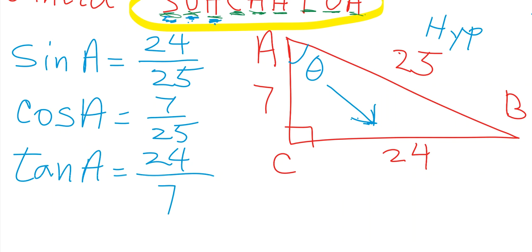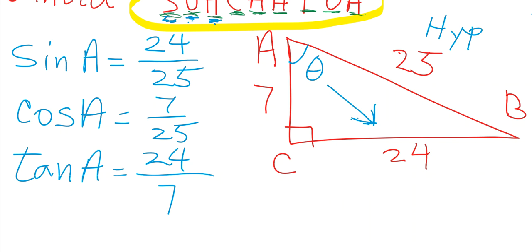Now, usually in science, you will not be using ratios like that. They will be decimal numbers. So you would work these out. What's the sine of angle A? It would be 24 divided by 25, which is just slightly less than 1. Slightly less than 1, okay? And what's cosine? 7 over 25, which is roughly a little less than a quarter, okay? A little less than 0.25.